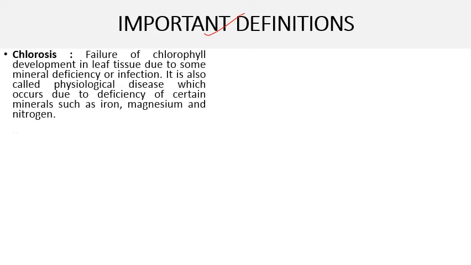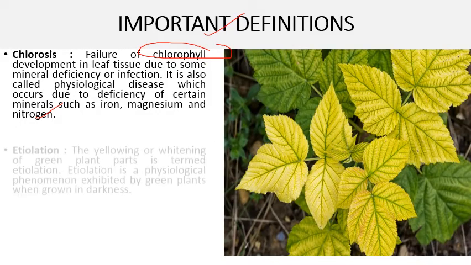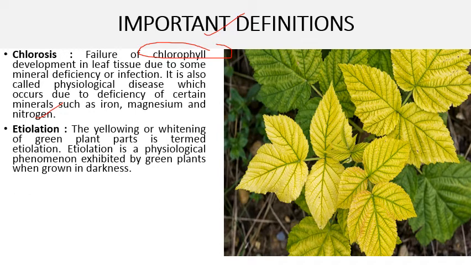Next come some important definitions which are used in this mineral nutrition chapter. The first is chlorosis. It is the failure or disintegration of chlorophyll development in the leaf tissue due to some mineral deficiency or infection. It is also called a physiological disease, which occurs due to deficiency of certain minerals such as iron, magnesium, and nitrogen. Next comes etiolation. This is the yellowing or whitening of the green plant parts when they are kept in dark conditions, and this is known as etiolation.